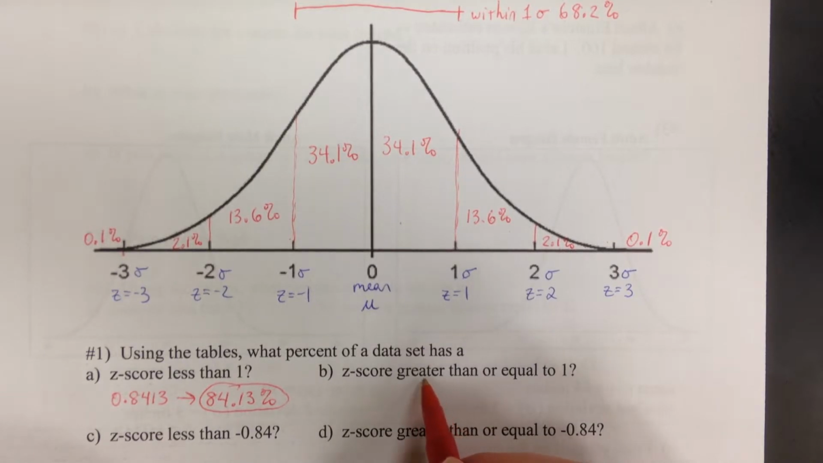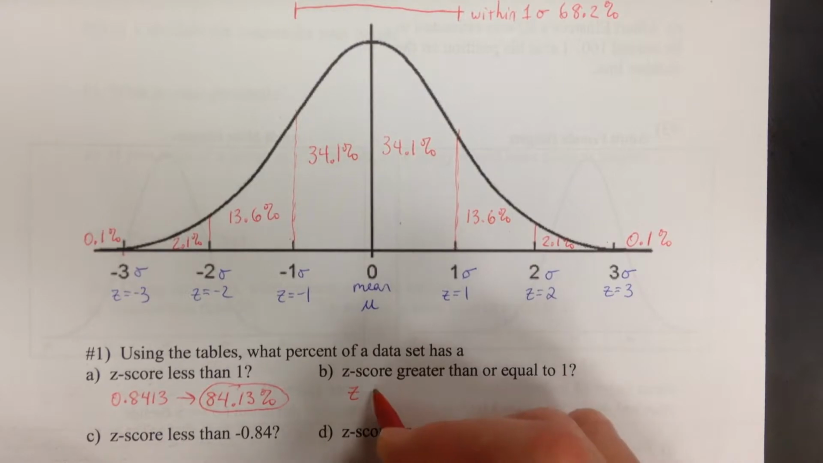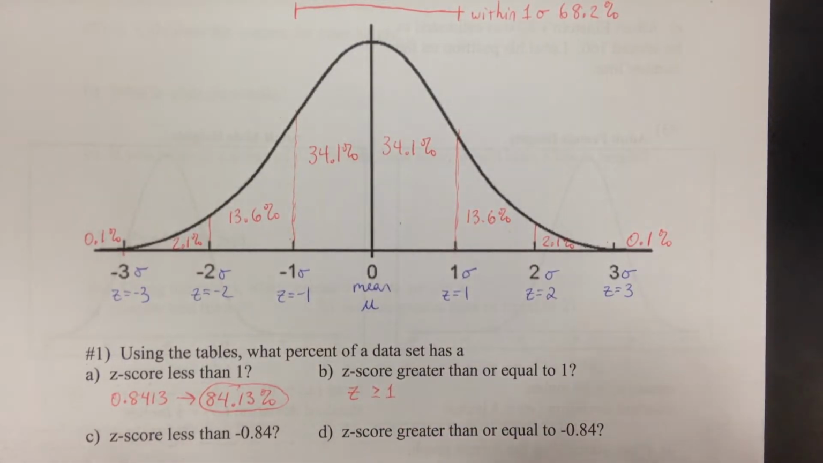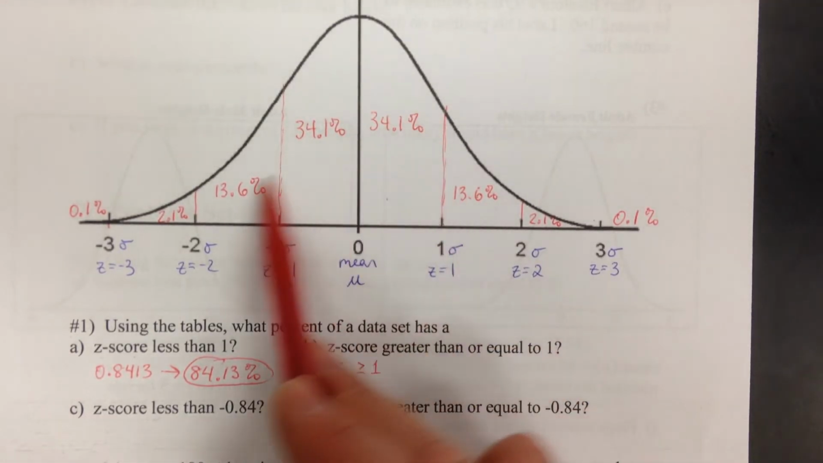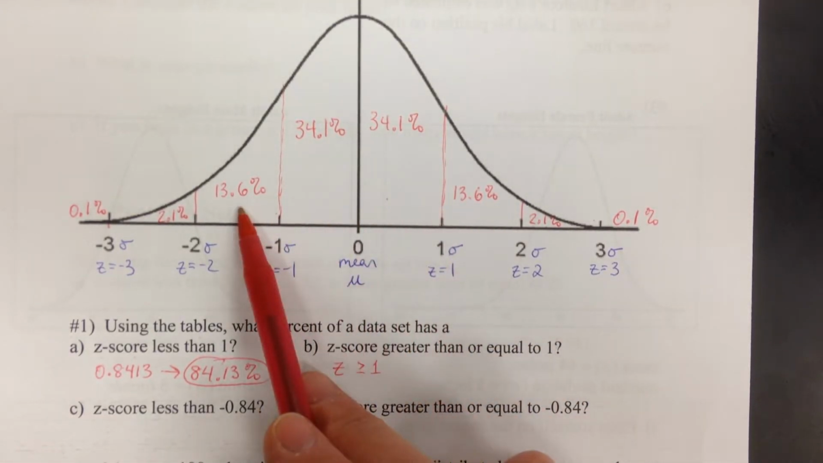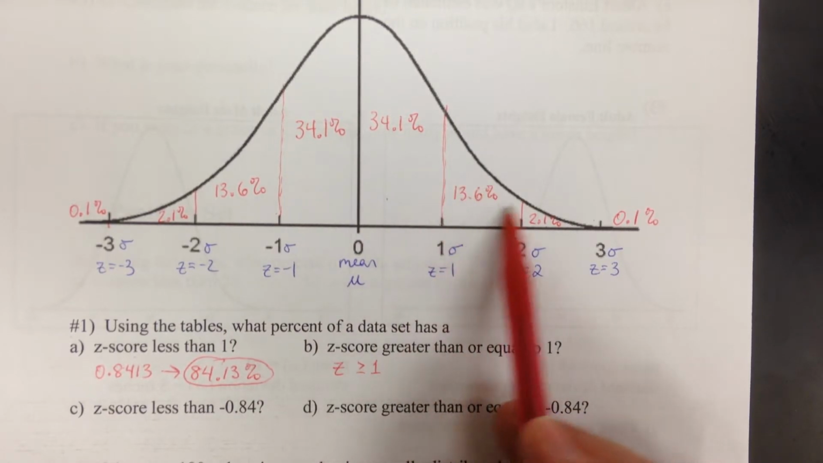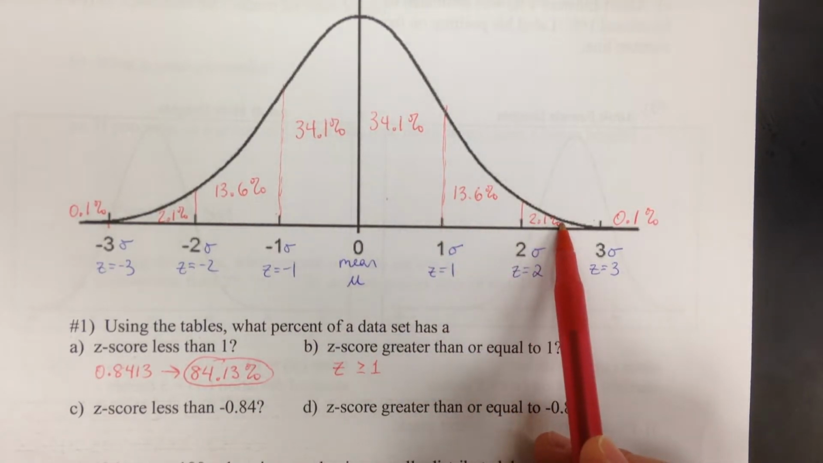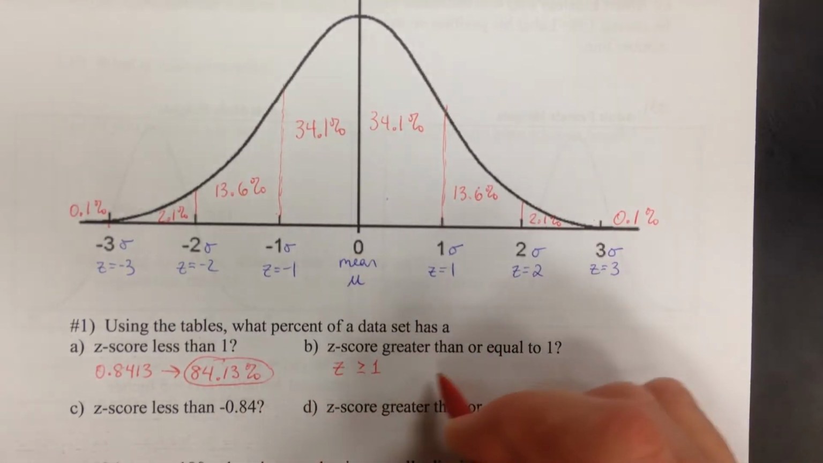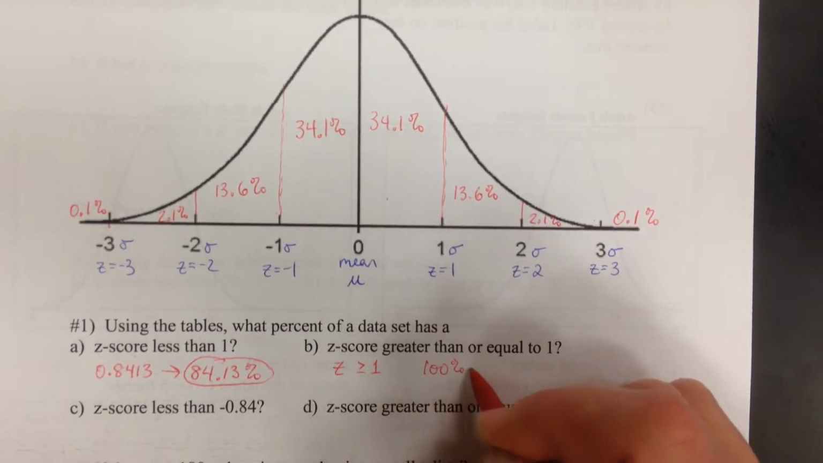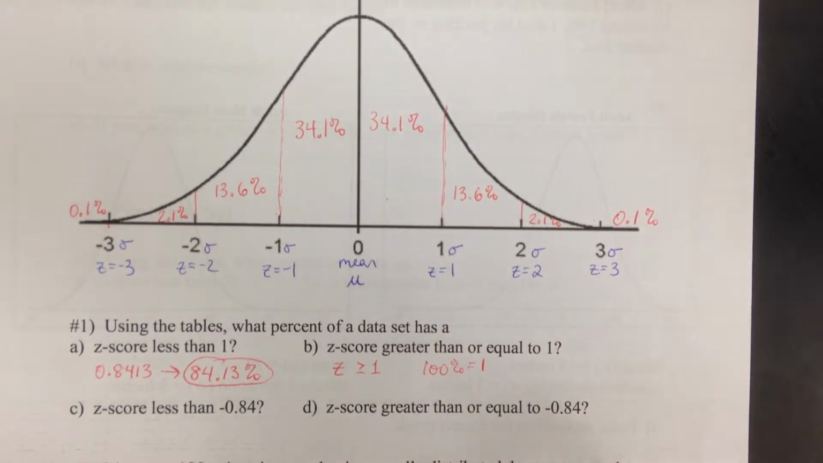So if the z-score is greater than or equal to 1, well, that would be everybody else. So if 84% of the population is to the left, what would be to the right? What percent of people would be taller than that? Well, it has to add up to 100%. Now 100% is also equal to the number 1 as a decimal.